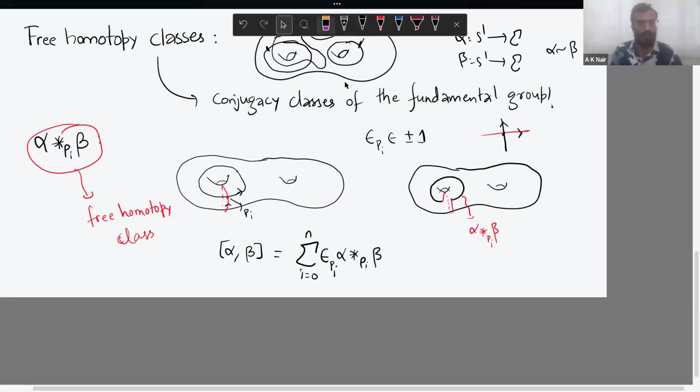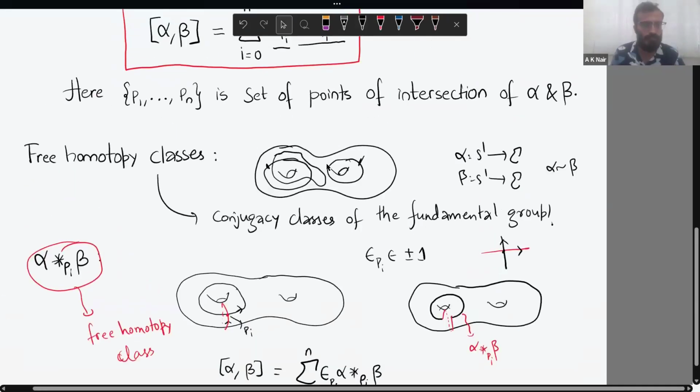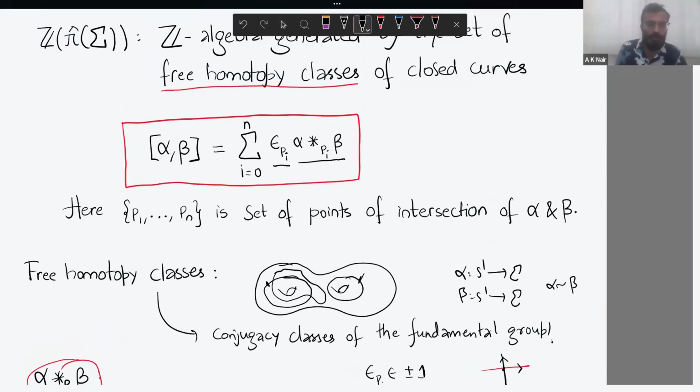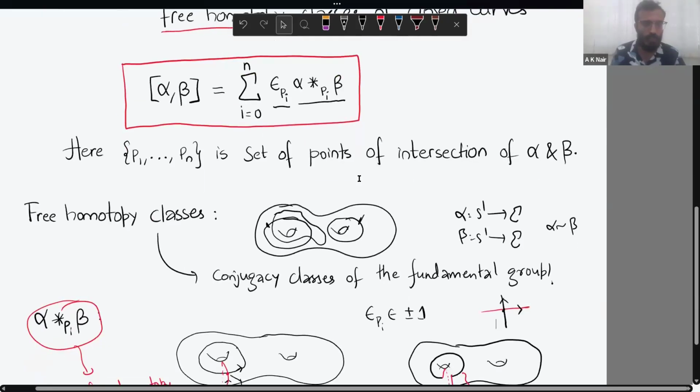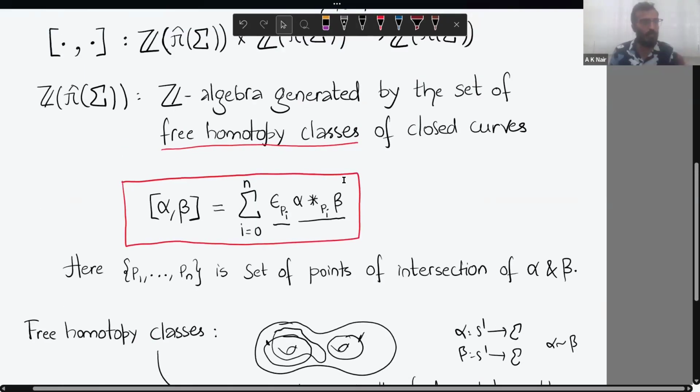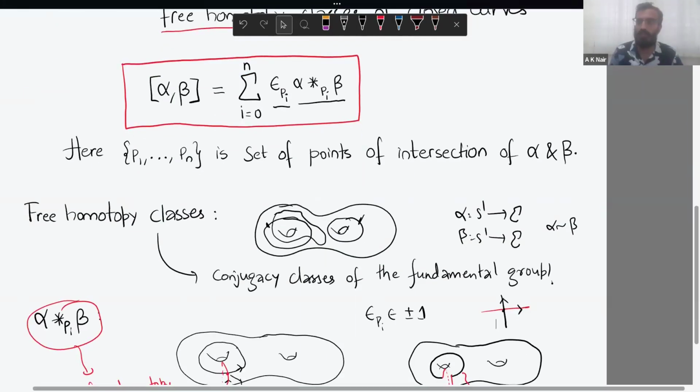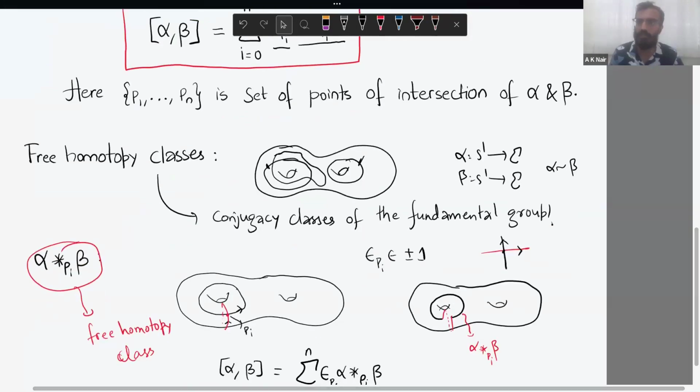So you need an orientation to define the Goldman bracket. You take any two free homotopy classes of closed curves, take representatives, look at the intersection points, and this is how you define it. This is well defined; that is, it depends only on the free homotopy class, not the representatives you take. This was proved by Goldman, as the name suggests.